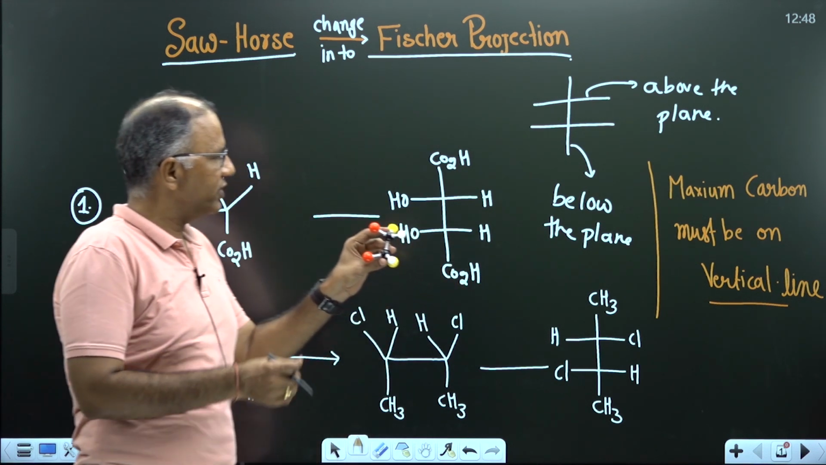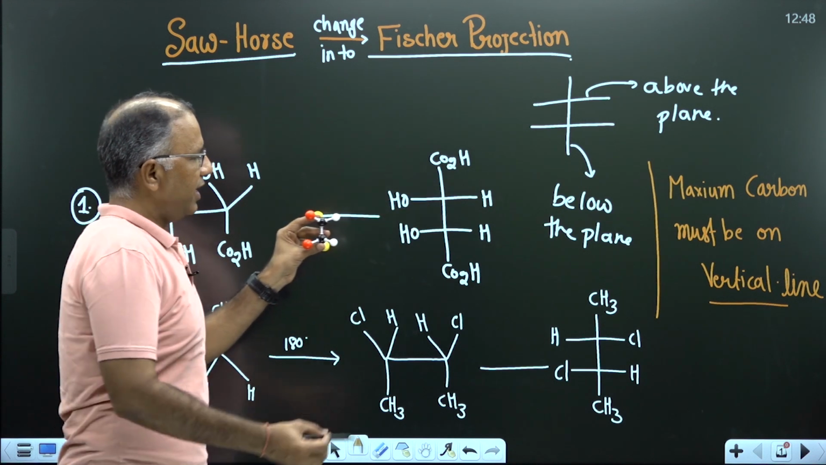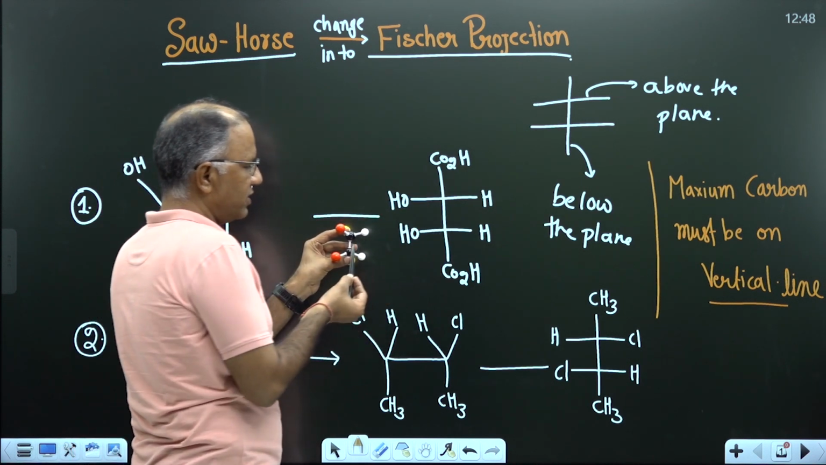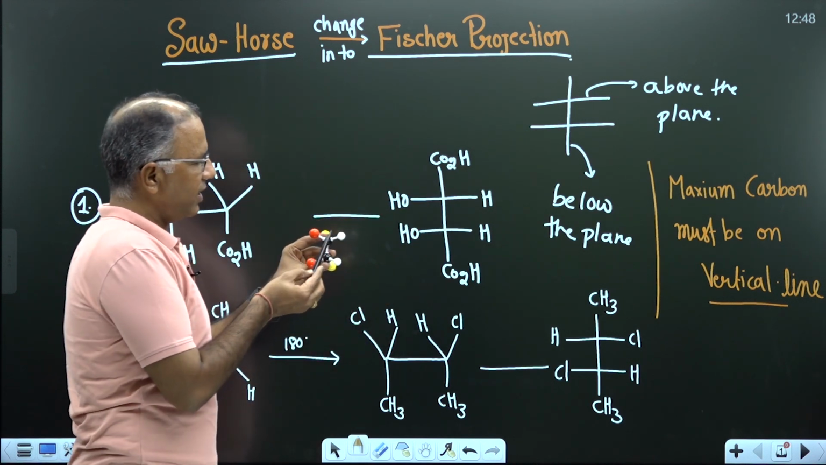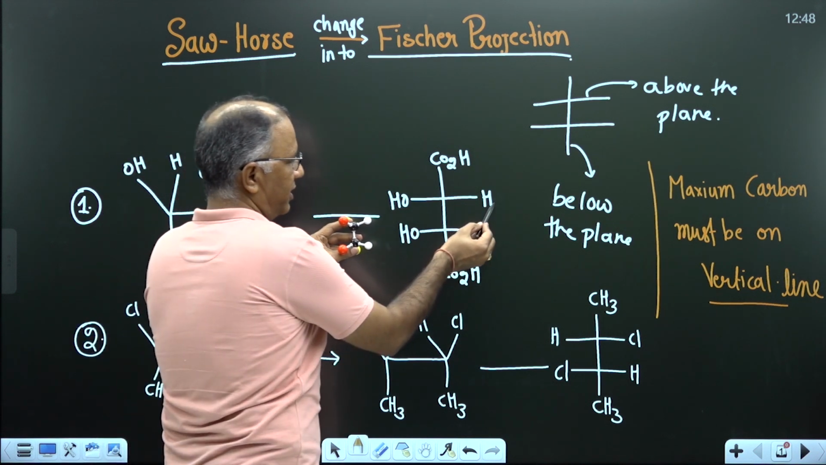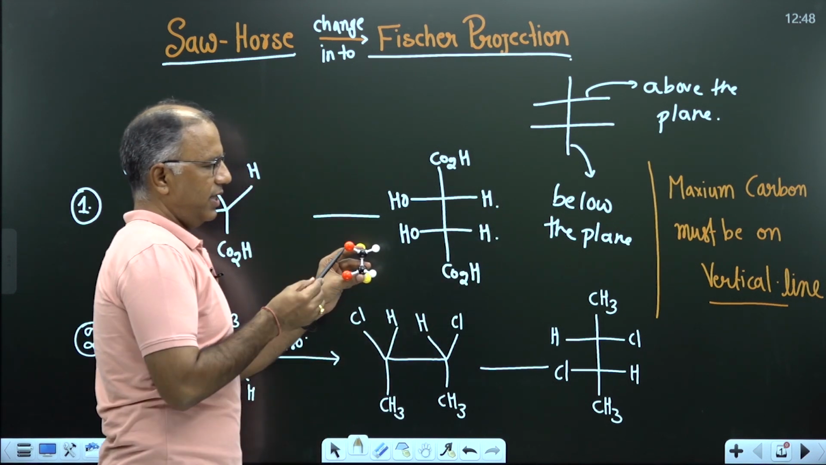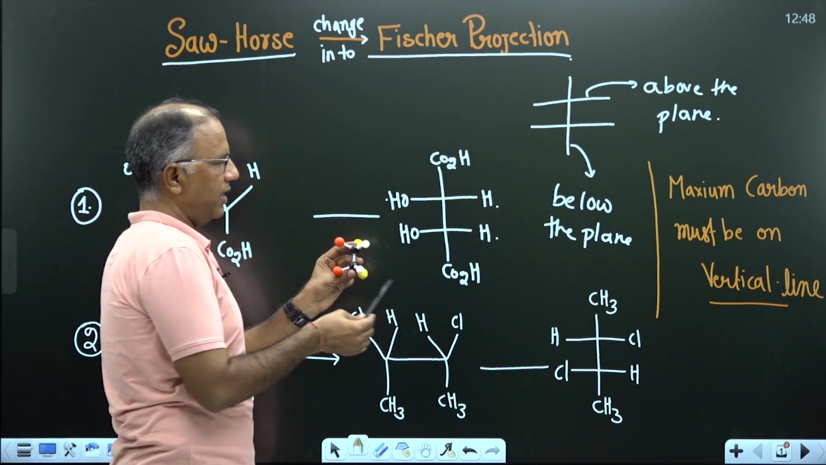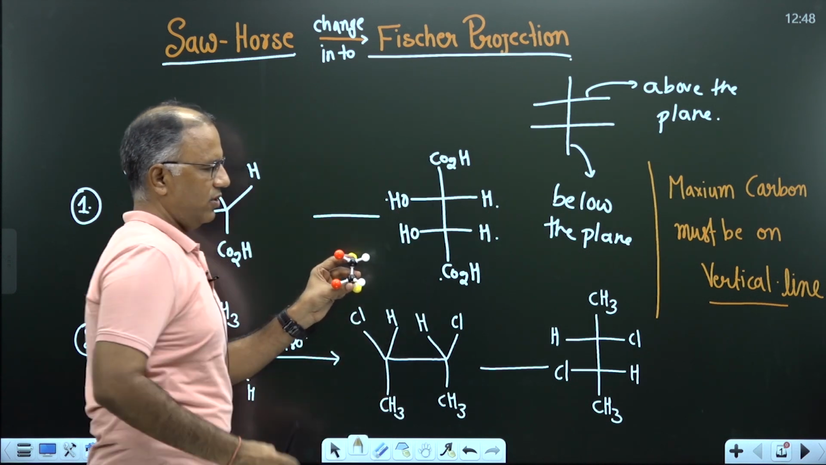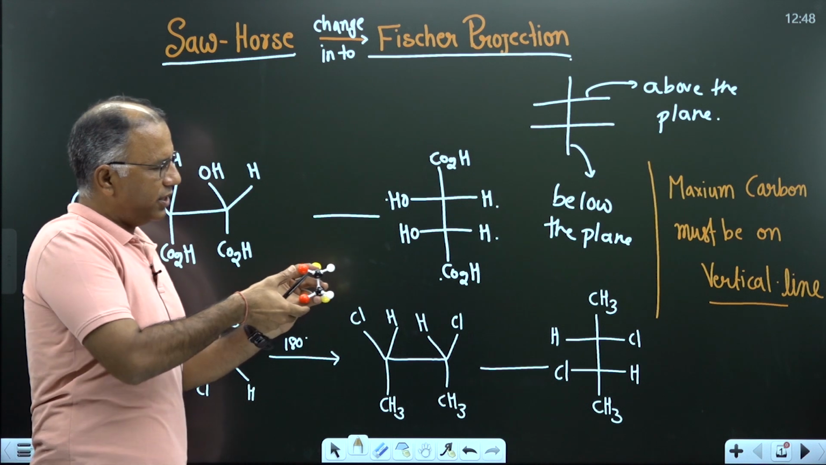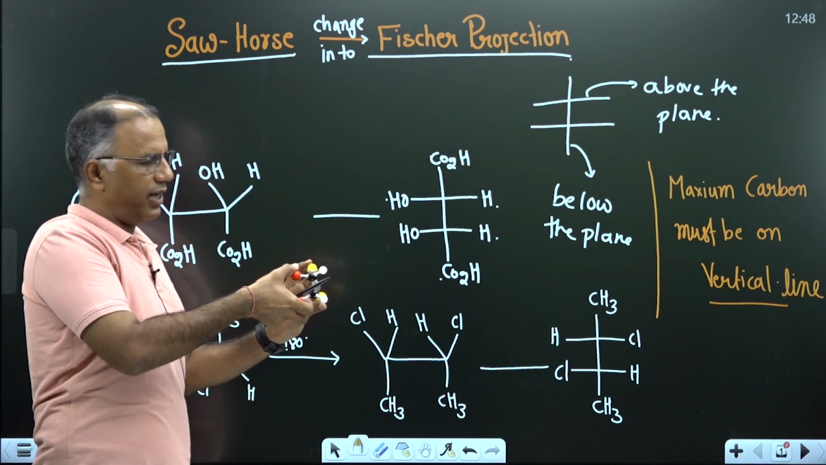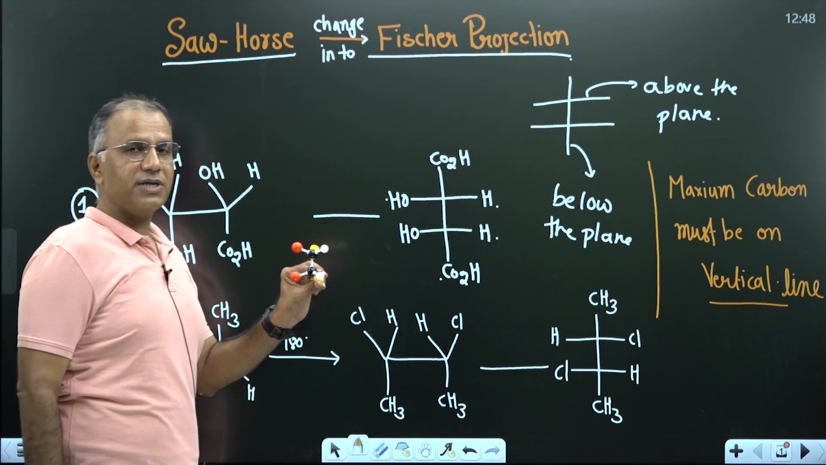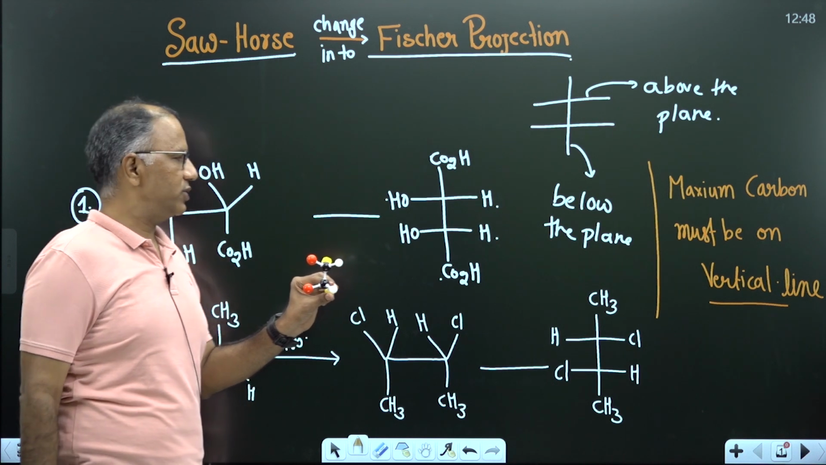You convert this into Fischer projection. This is the Fischer. If I match this molecule with this model, then what will I get? White represents hydrogen. This is our hydrogen, this is our hydrogen. And this color represents OH. This is OH, this is OH. And this color represents acid and acid. Got it? These two are hydrogen, these two are OH, and these two are acid. It means the eclipsed conformer will convert into Fischer projection.